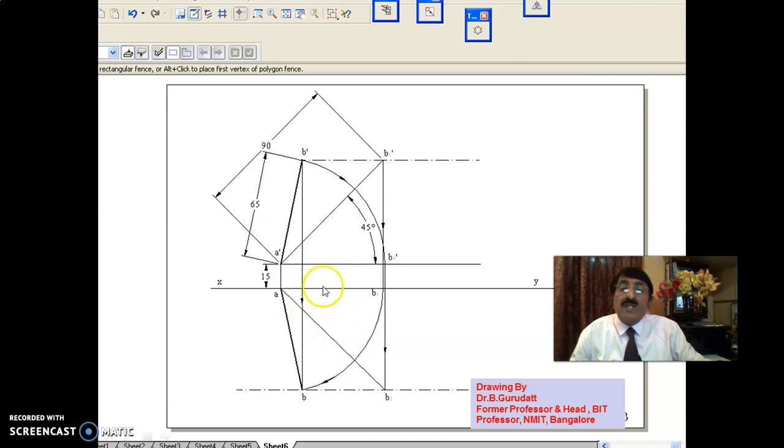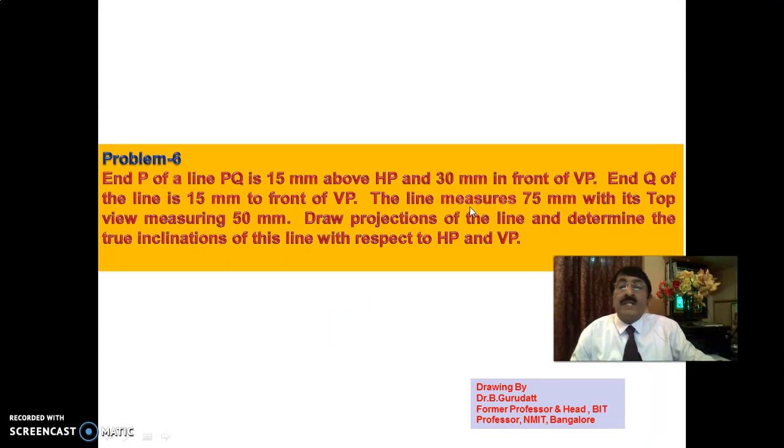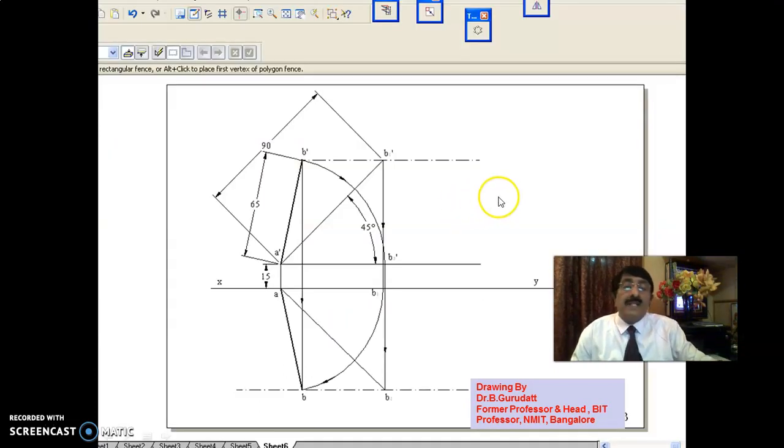This is the top view inclination of the line with respect to VP. This is alpha. This is phi. This is beta. This is phi. This is alpha. Standard terminology. Okay. Alpha is the front view inclination of the line with respect to HP, or apparent inclination of the line with respect to HP. This beta is the top view inclination of the line with respect to VP, or apparent inclination of the line with respect to VP. Phi is the true inclination of the line with respect to VP. Okay. In that way, you have completed this problem.